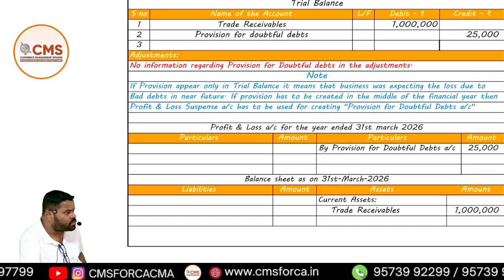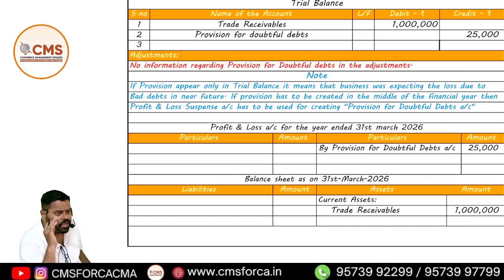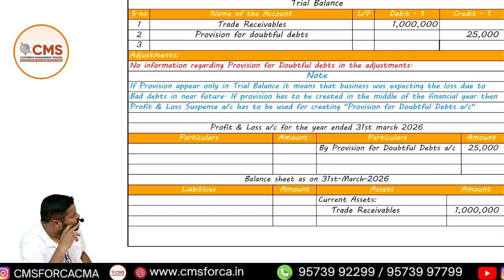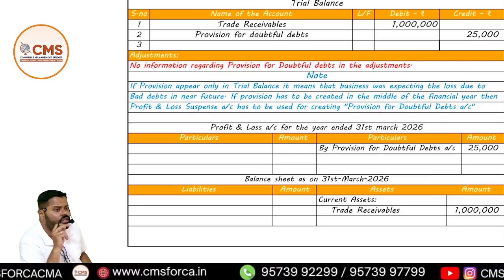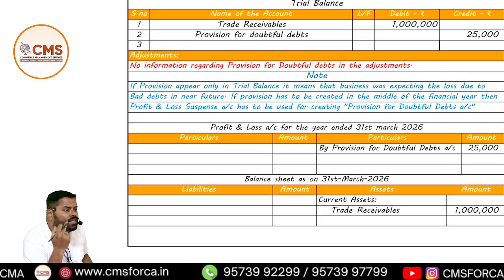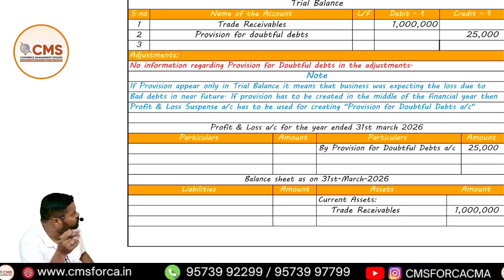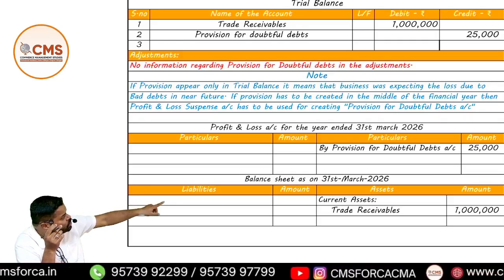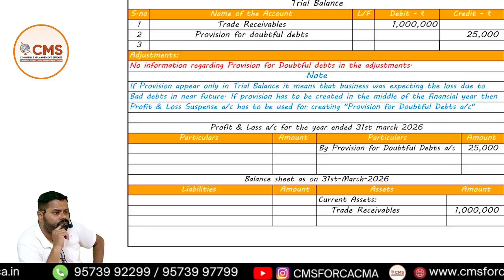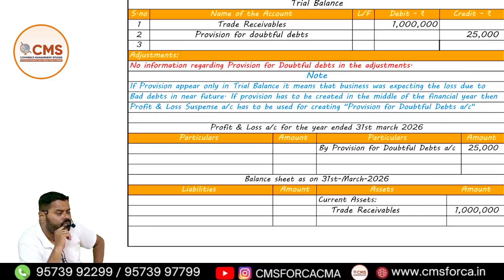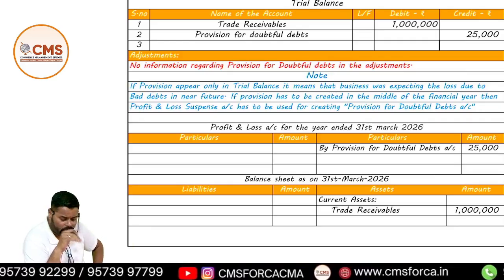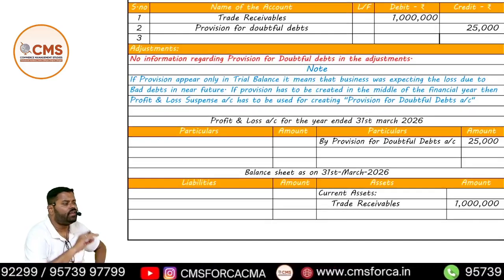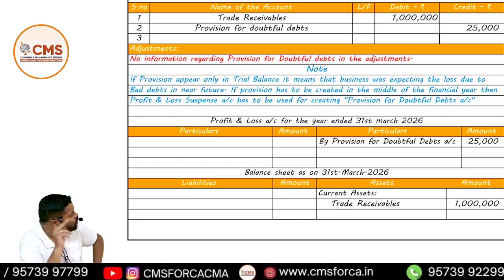How much of trade receivables do you have? Trial balance 10 lakhs. Even in the previous example, we have taken it as 10 lakhs. Now, what is that? Provision for doubtful debts 25,000. You created a provision. What is the meaning of this is, out of that 10 lakhs, I have a doubt that I will not get 25,000. Got the clarity? And this provision will be created from profit and loss account.